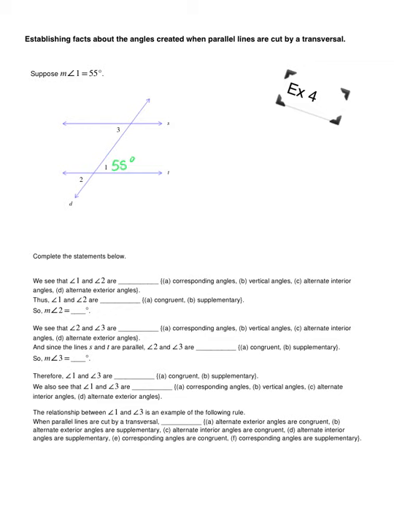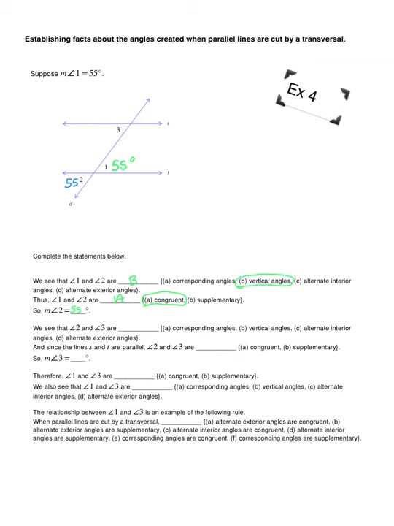We see that angle 1 and angle 2 are what? What kind of angles are they? Corresponding, vertical, alternate interior, or alternate exterior? Well, this one you should know without a problem. They are vertical angles. B. And vertical angles are congruent. So the measure of angle 2 is 55 degrees. I'm going to put it on my little diagram. I just figured that out.